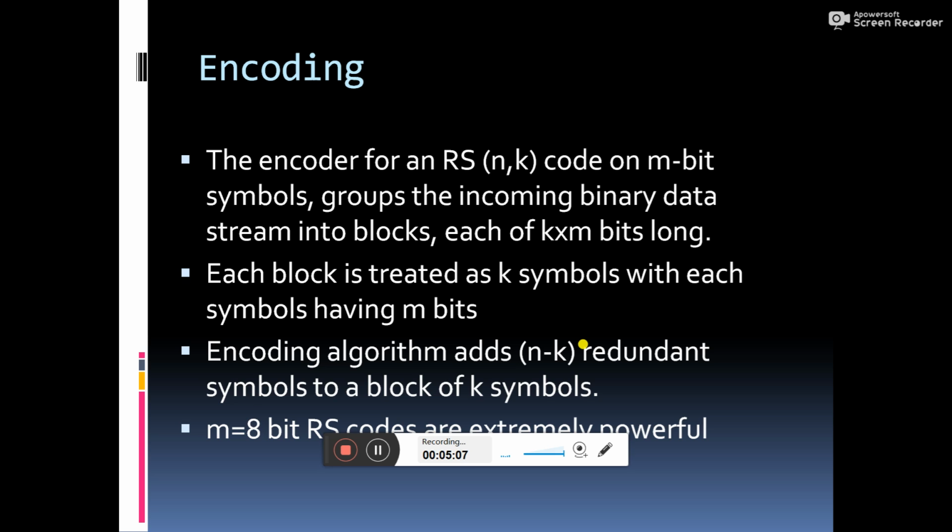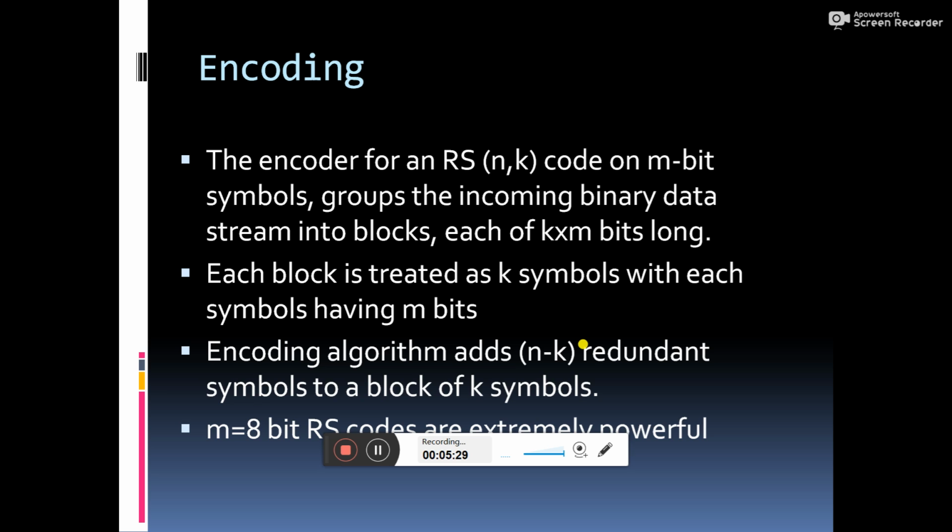The rest is almost the same as BCH. But since it is non-binary, this will operate on blocks of symbols. So each block consists of k symbols and each symbol consists of m bits. Okay, so that is the encoder for an (n, k) Reed-Solomon code with m-bit symbols.